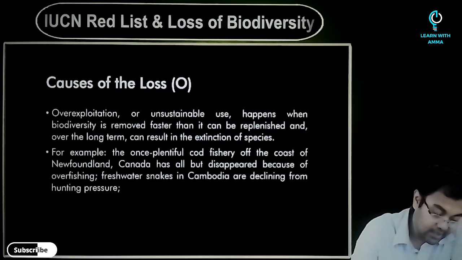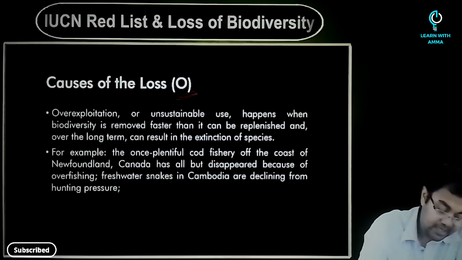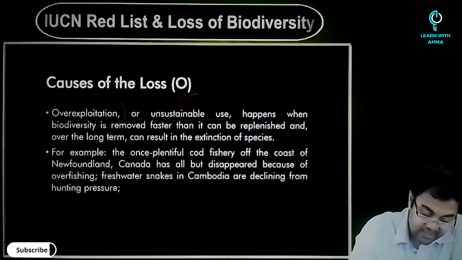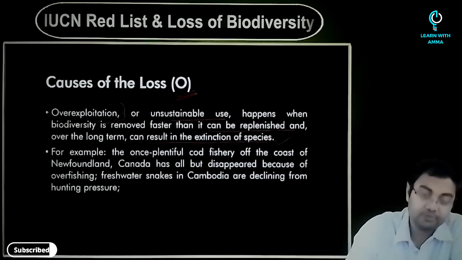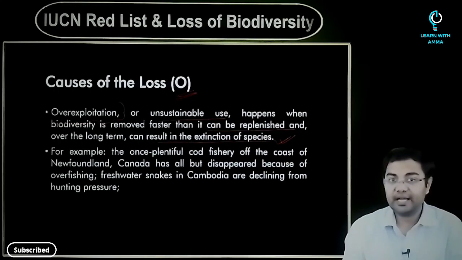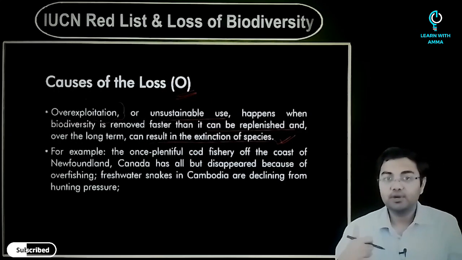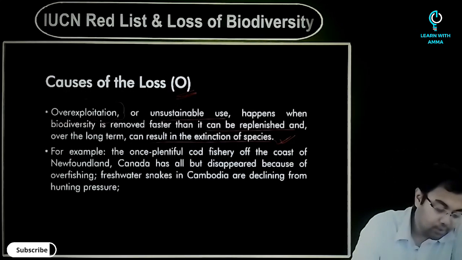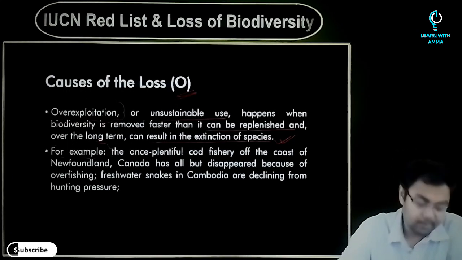Then after that, we have O, that stands for over exploitation. So over exploitation or unsustainable use happens when biodiversity is removed faster than it can be replenished, and over the long term can result in the extinction of species. So we know that, and the same thing that we have been talking about, overuse of resources will lead to extinction of species. And when you talk about the examples, there are multiple examples that we have.